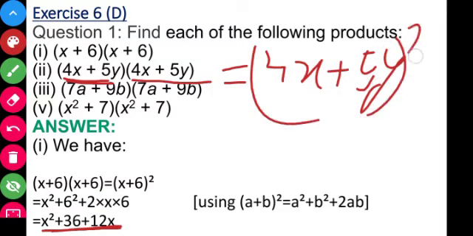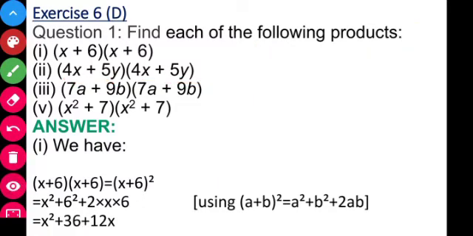whole square. So this will be a square, that means 4x square, plus b square, that means 5y square, plus 2 into 4x into 5y. Okay, so you can do. Now come to the next question.